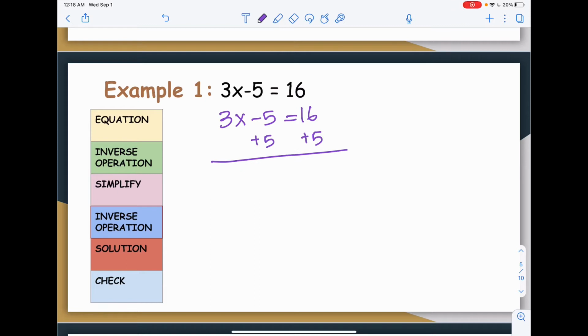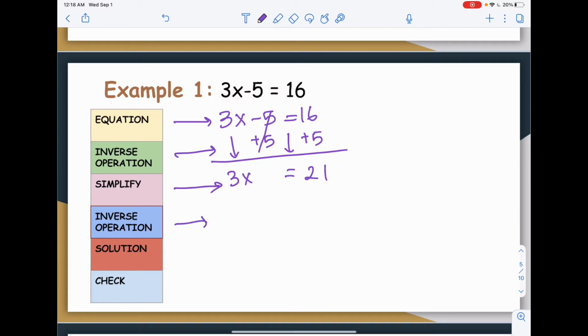The equal sign determines the sides of the equation, just keep that in mind. So bring down whatever is left. Since -5 plus 5 is 0, I don't need to write it down, but I have the equal sign here. And 16 plus 5 is 21. So we did the inverse operation part and then the original equation. And this was the simplifying step.